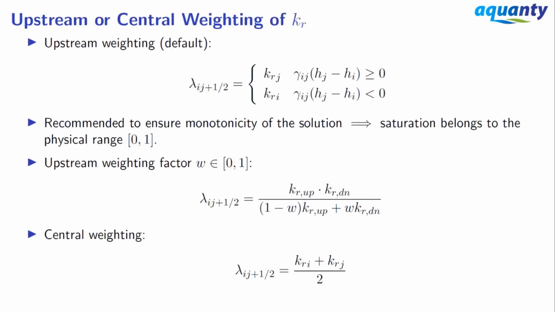In HGS, you have the option of choosing how the relative permeability term is calculated. We recommend using the default setting, which is upstream weighting. This ensures monotonicity of the solution. For example, the saturation must then belong to the physical range 0 to 1. You can also choose to use an upstream weighting factor as well as central weighting.